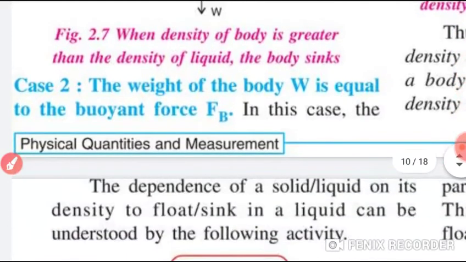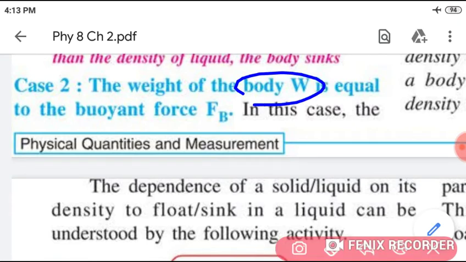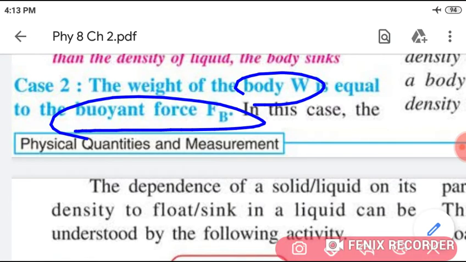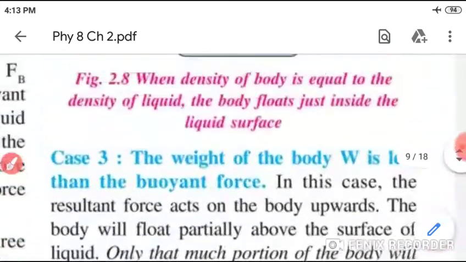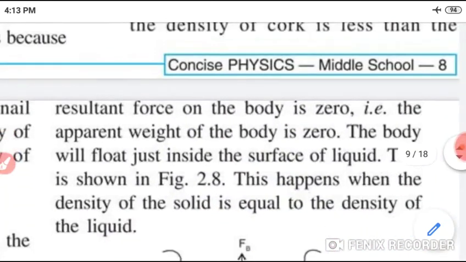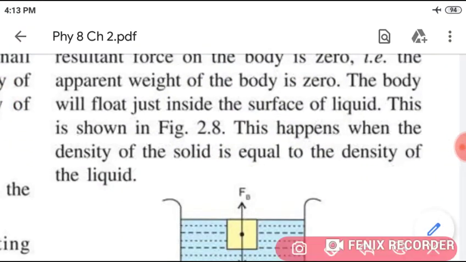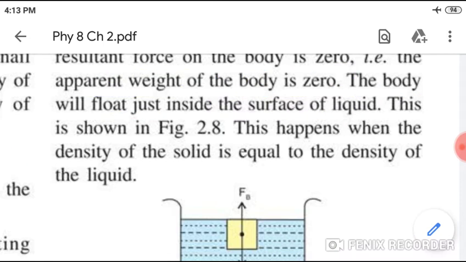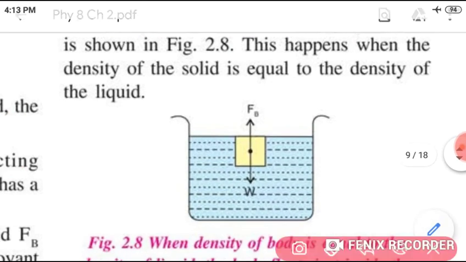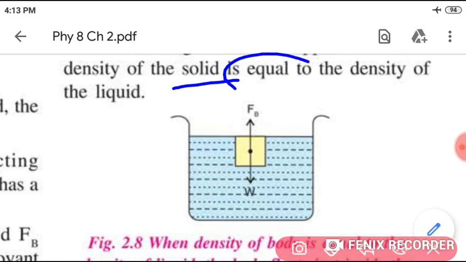Now, what is the second case? The weight of the body W is equal to the buoyant force FB. Students, in this case the resultant force is 0. The apparent weight of the body is 0. The body will float just inside the surface of the liquid. This happens when the density of solid is equal to the density of liquid.